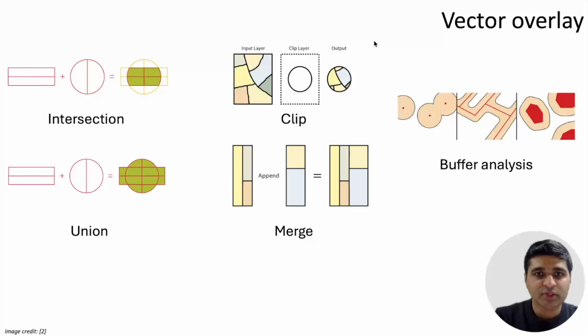Another key operation is buffer analysis. This creates zones around points, lines, and areas, either outward or inward from the edges. For example, buffers around schools can show which neighborhoods fall within walking distance, and so on. These tools make spatial analysis much more powerful and practical.